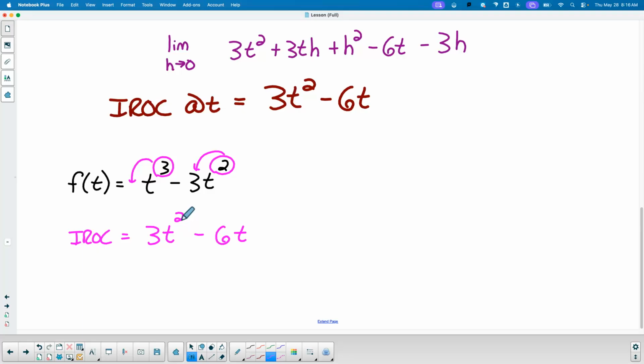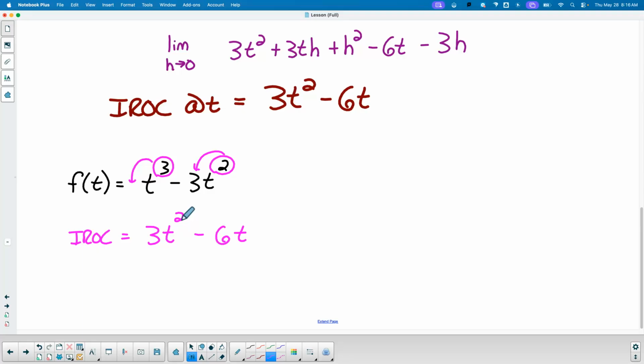This doesn't work for rational functions. This doesn't work for square root functions, for any radical functions. This only works for polynomial functions. And that is a true shortcut that we can use. You take the exponent on each individual term of your variable, multiply it by the coefficient, and subtract 1 from that exponent.